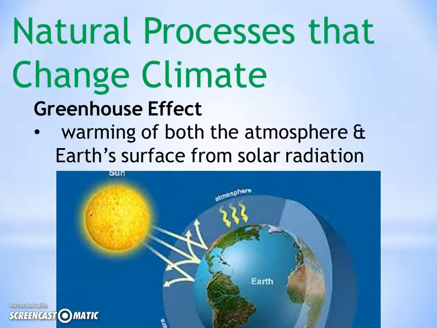The greenhouse effect is one more thing that is a natural process. It warms the atmosphere and Earth's surface from solar radiation. So you can see you have the atmosphere layer and it kind of keeps that solar radiation in.